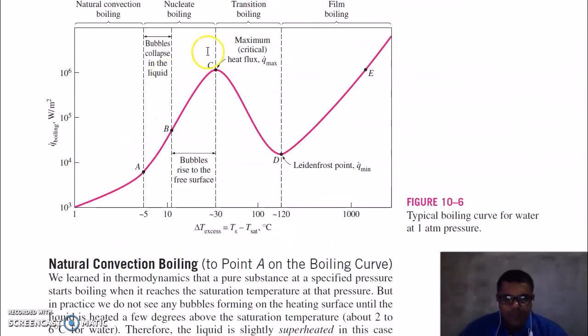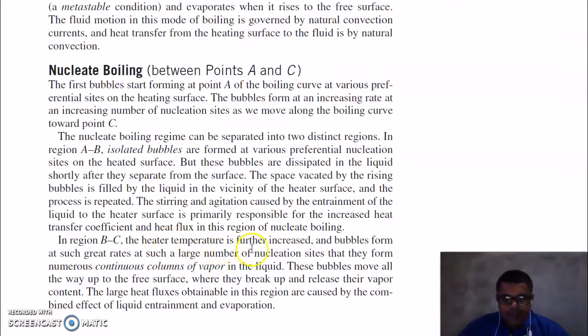In region B to C, the heater temperature is further increased and bubbles form at such a great rate, at such a large number of nucleation sites, that they form numerous continuous columns of vapor in the liquid. These bubbles move all the way up to the surface where they break up and release their vapor content.